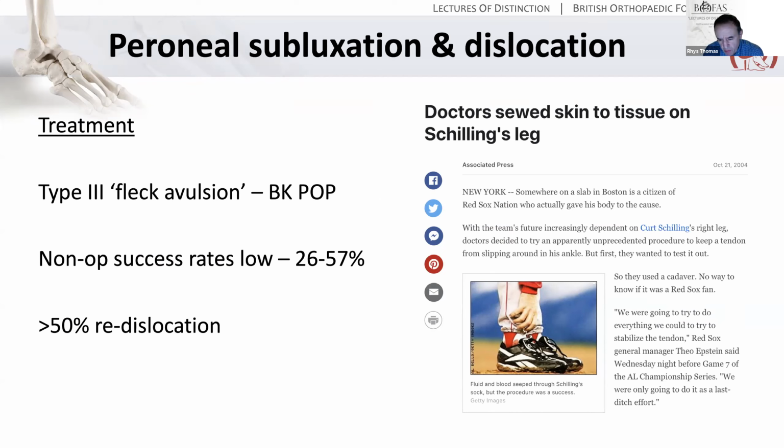This guy was pitching for the Boston Red Sox in some important baseball games, dislocated his peroneal retinaculum. Before every game, they filled him up with local anesthetic and sutured his skin down to the periosteum of his fibula. He would tend to bleed during the games, and I guess that's perhaps why they were called the Boston Red Sox. But apparently he managed to see out the end of the season before having his definitive surgery. So an interesting way to get around this problem.